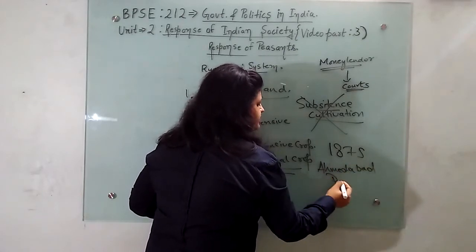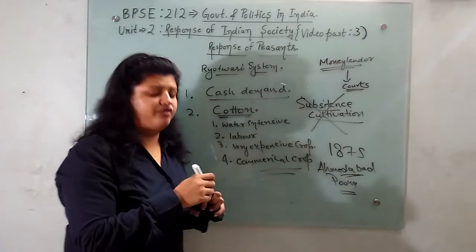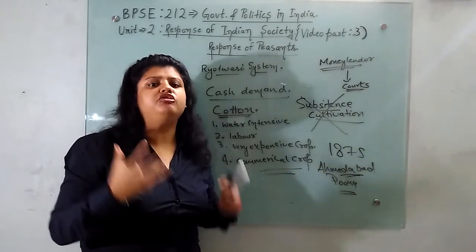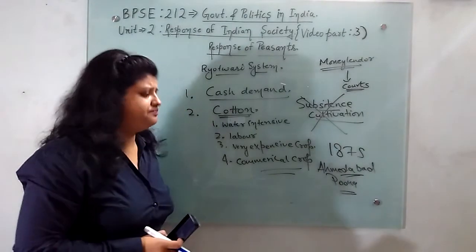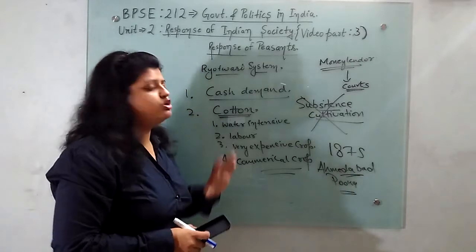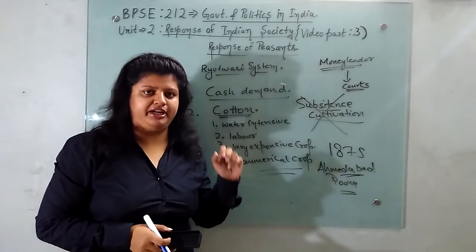Landless impoverished farmers, they broke the movement. Okay, so this actually wraps up the response of the peasantry toward the British exploitation.